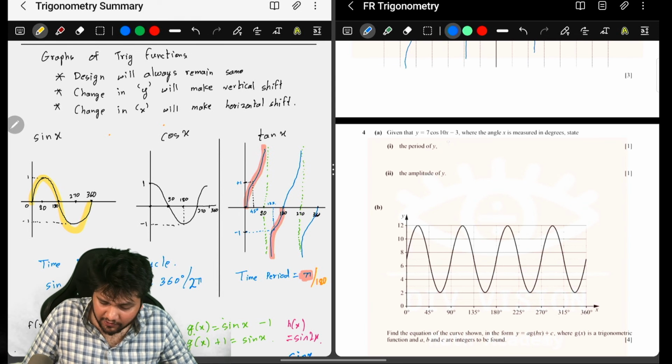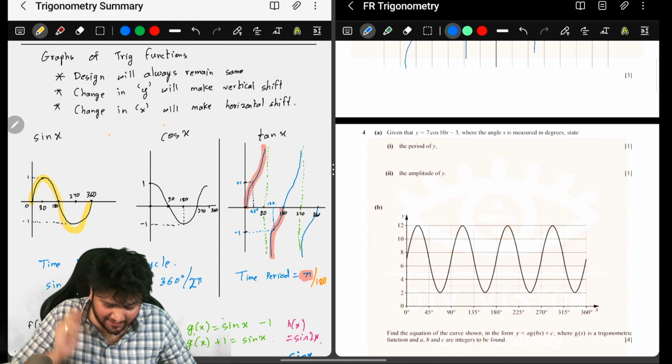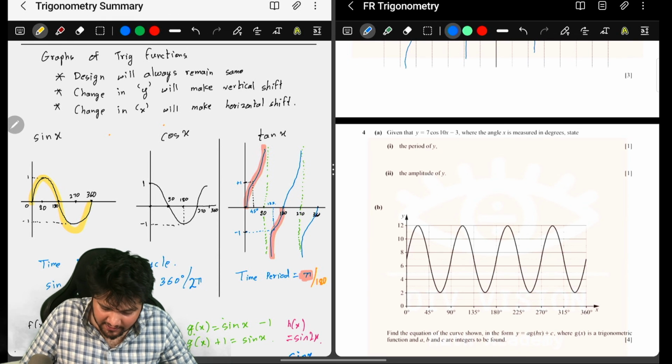So y is equal to 7 cos 10x minus 3, where angle x is measured in degrees. The time period of y is going to be 360 by 10, which is nothing but 36 degrees. Very fast graph. The amplitude of y, of course, is the coefficient of cos, which is nothing but 7.